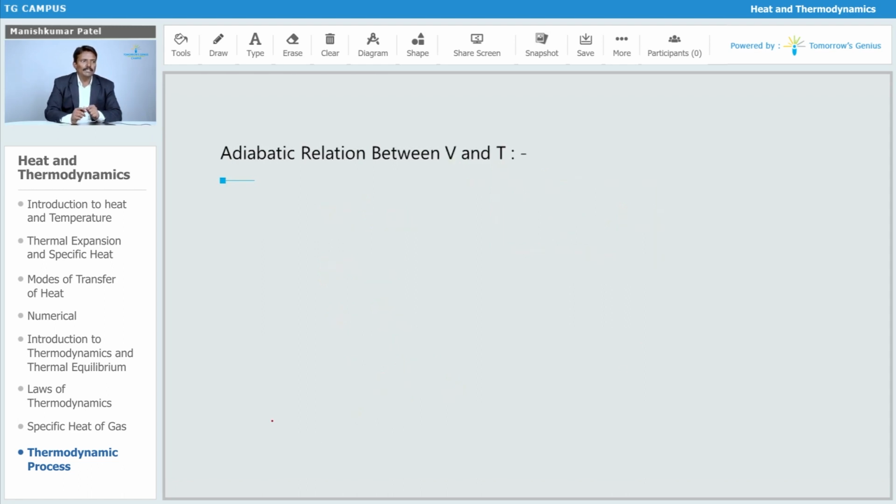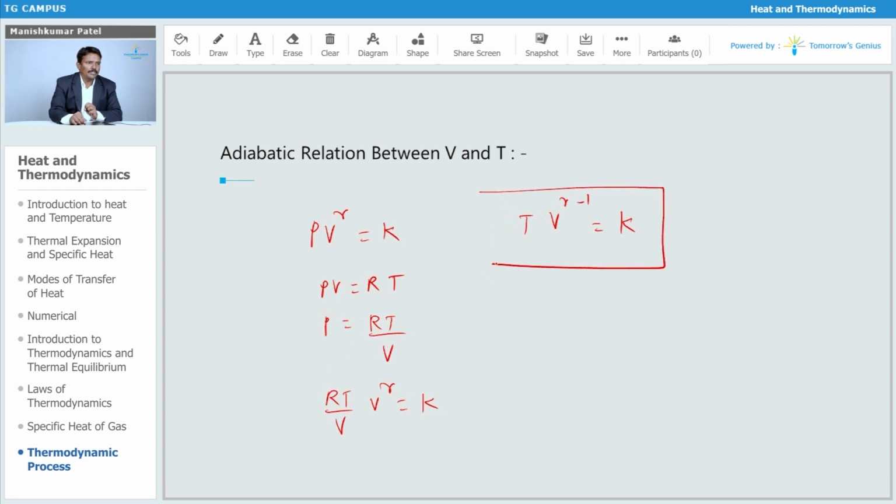Similarly, you can find the adiabatic relation between V and T also. PV raised to gamma equals K. We know that PV = RT. Here we need V and T, so we don't want P: P is RT upon V, so (RT/V) times V raised to gamma equals K. Then T times V raised to gamma minus 1 equals K. This is the relation between temperature and volume, and gamma is the ratio of specific heats. This is how you can get the relation between V and T.